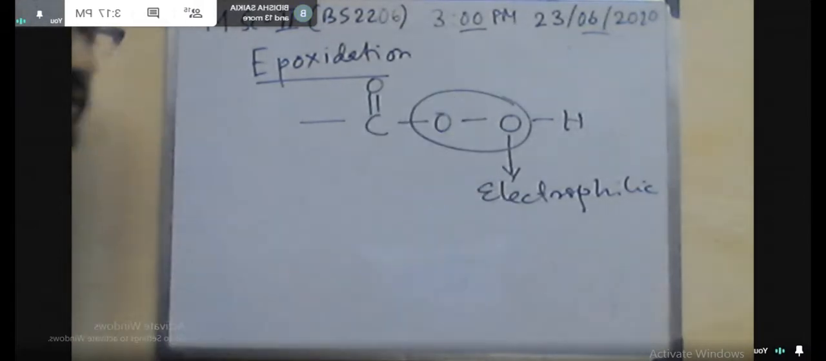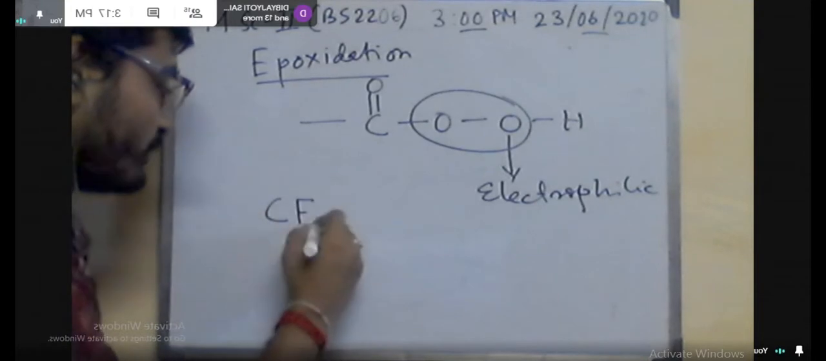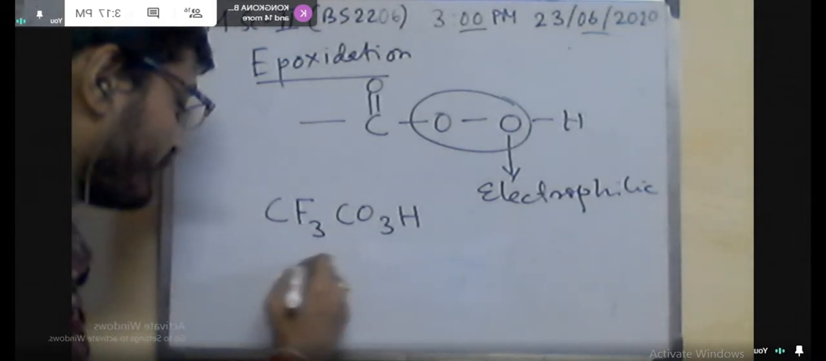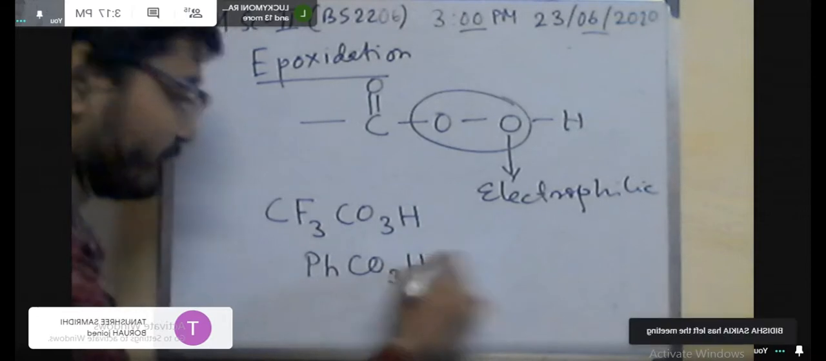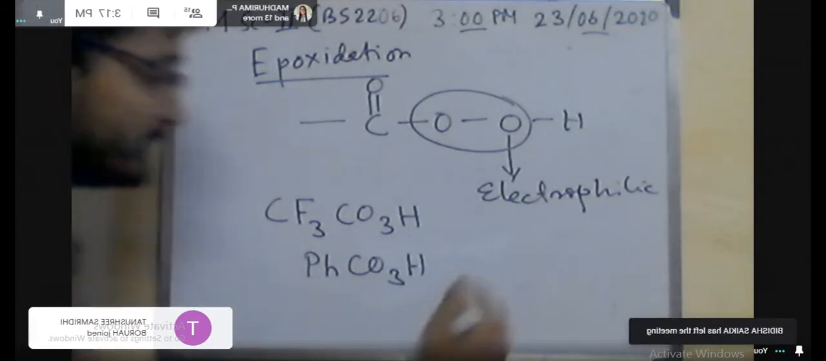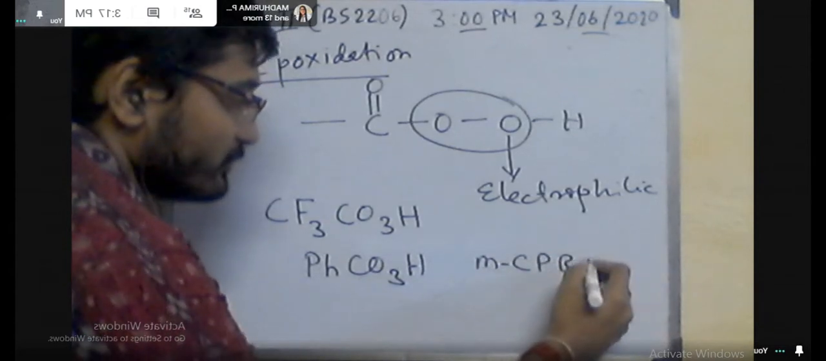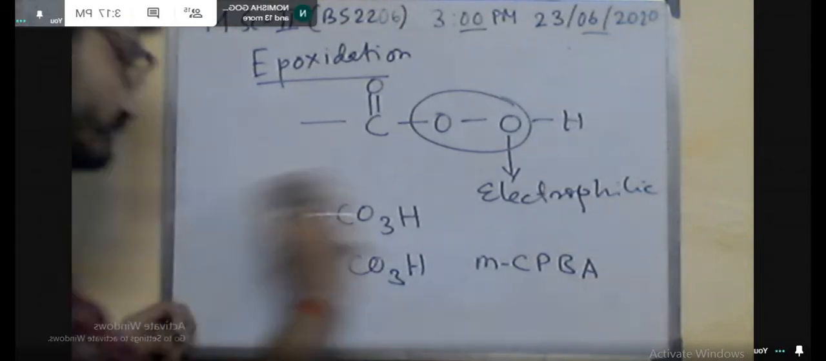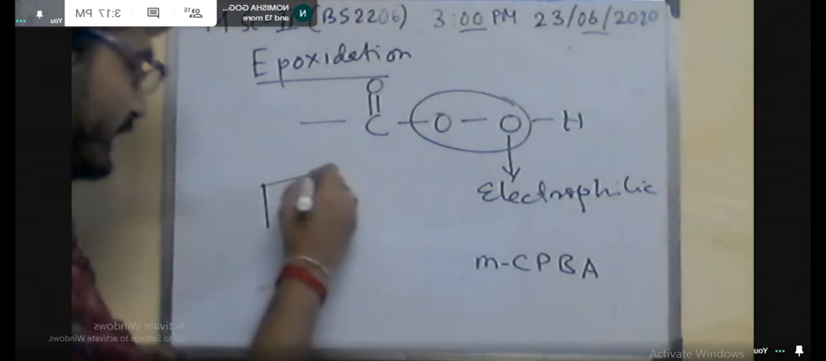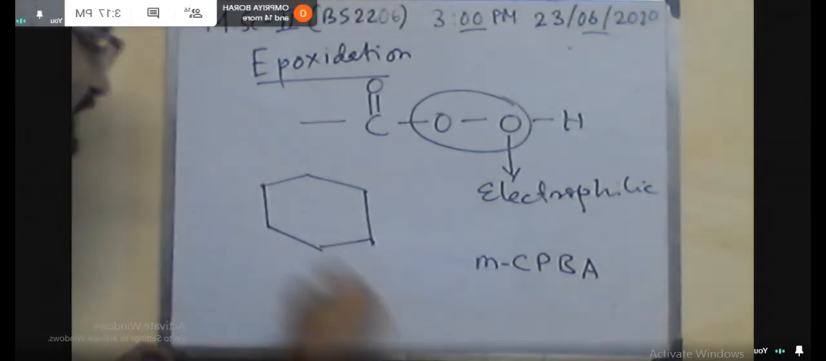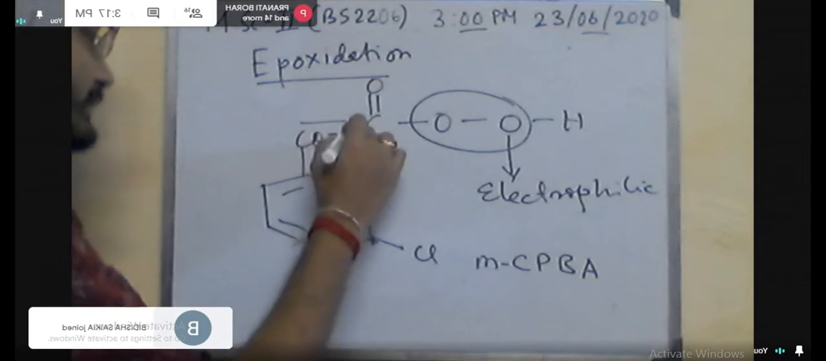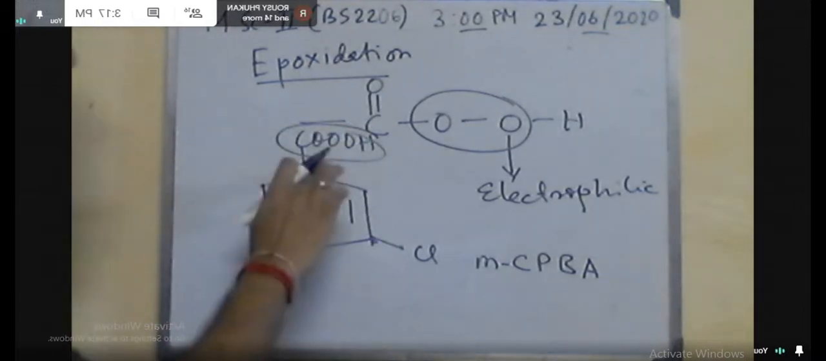Now there are several examples for epoxidation. One is trifluoroperoxyacetic acid, a peroxy acid. Another reagent is peroxybenzoic acid, and the most used reagent is MCPBA, metachloroperoxybenzoic acid. You know the structure. Nowadays MCPBA is generally used for epoxidation. This is the peracid or peroxy acid. With respect to the acid group, this is the meta position, so this is metachloroperoxybenzoic acid.